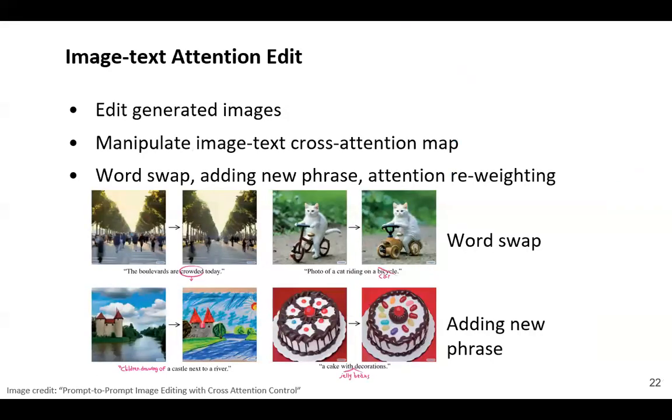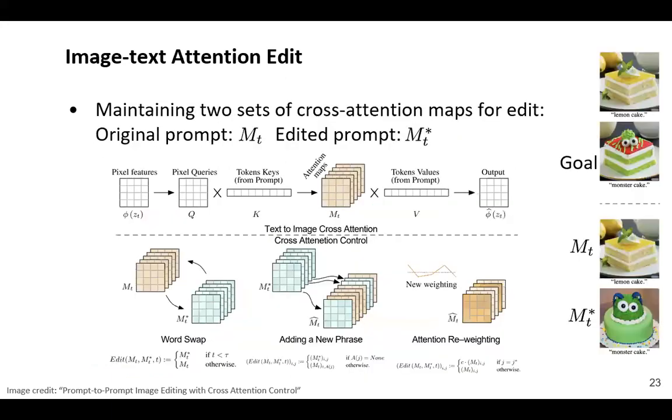So some other studies also show that, specifically for a generated image that we try to edit, one effective way might be to directly manipulate the image-text cross attention map. As we mentioned later, this cross attention map implicitly has some spatial attended patterns, so that it can achieve certain editing operations, for example, word swap, adding new phrases, and attention reweighting.